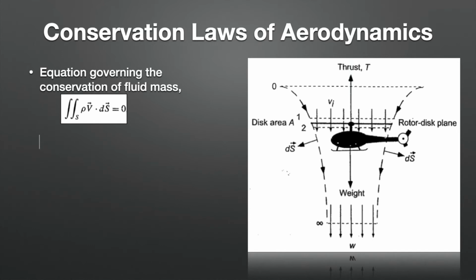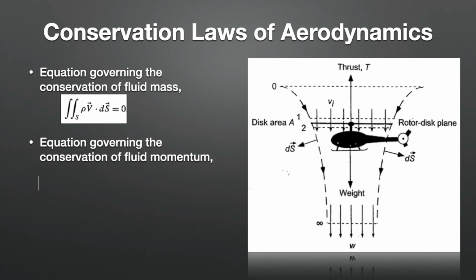Similarly, an equation governing the conservation of fluid momentum is written as F is equal to double integration rho V dS plus double integration rho V into dS whole into V. For an unconstrained flow, the net pressure force on the fluid inside the control volume is 0. Therefore, the net force on the fluid F is simply equal to the rate of change with time of the fluid momentum across the control surface S.